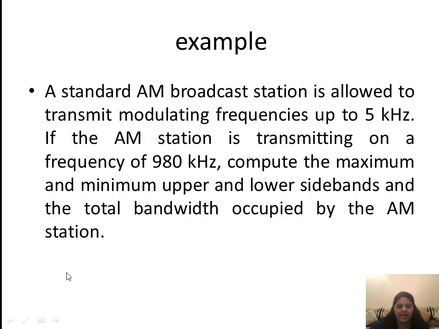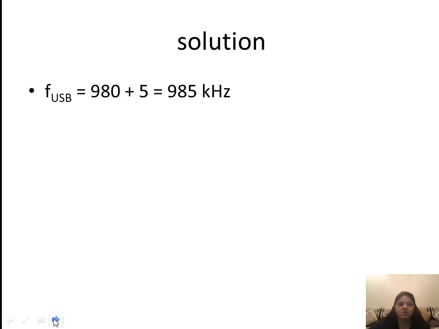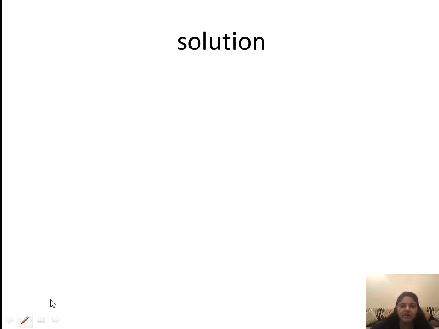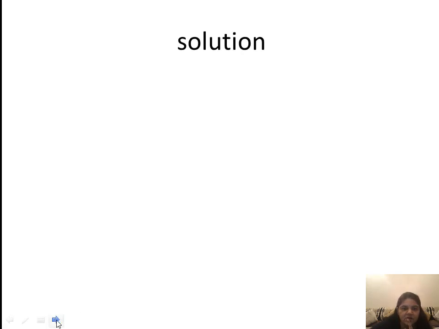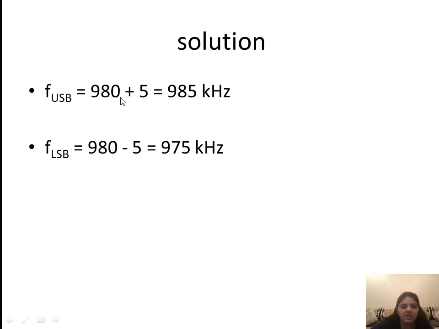So we know that the frequency which is given to us is for the upper sideband. This frequency is 980 kilohertz. So 980 plus 5 is equal to 985 kilohertz. LSB, lower sideband, is FC minus FM. So 980 minus 5 is equal to 975 kilohertz.